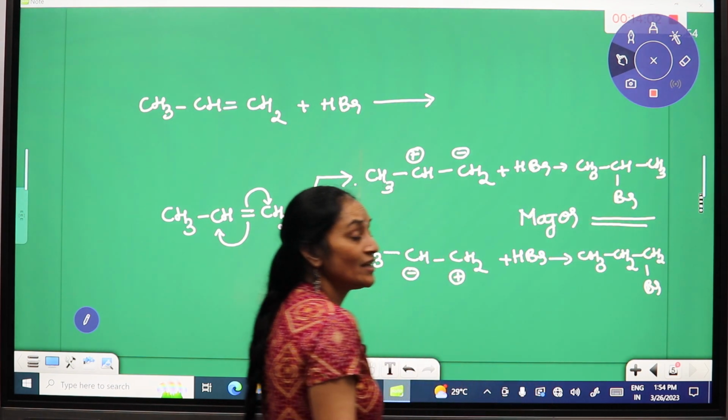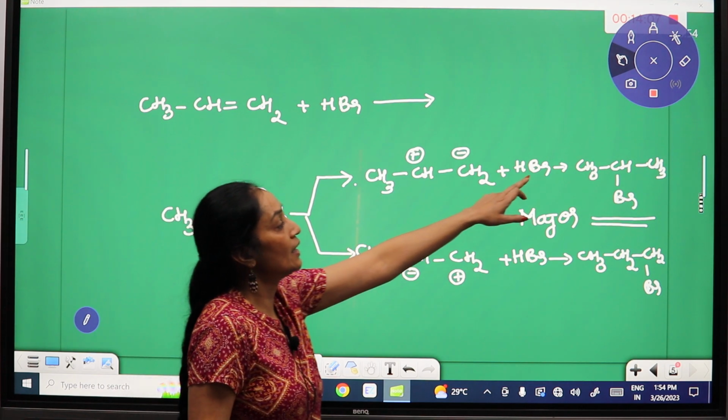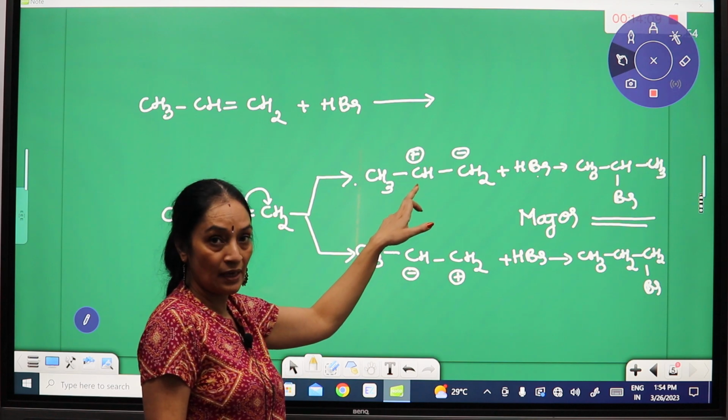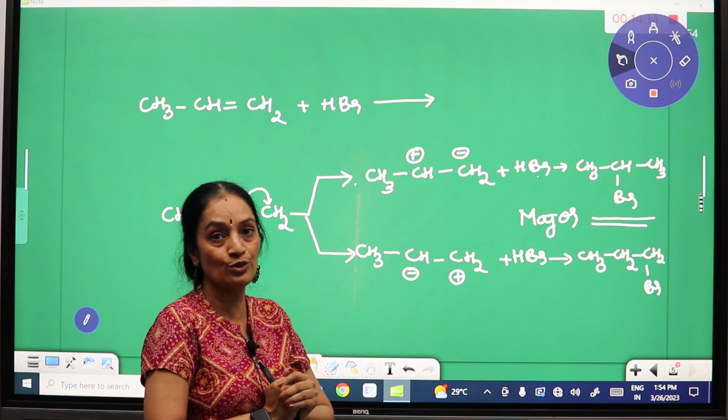The question comes, why is that the major product? Because it is following Markovnikov's rule. The negative part should get bonded to the carbon atom which has the least number of hydrogens, which is according to our Markovnikov's rule.